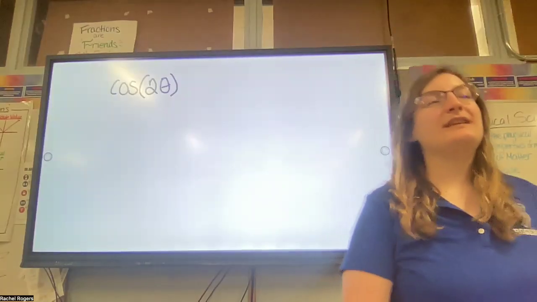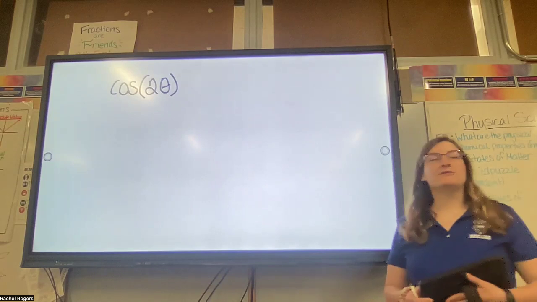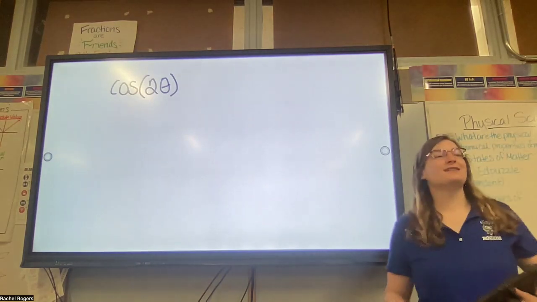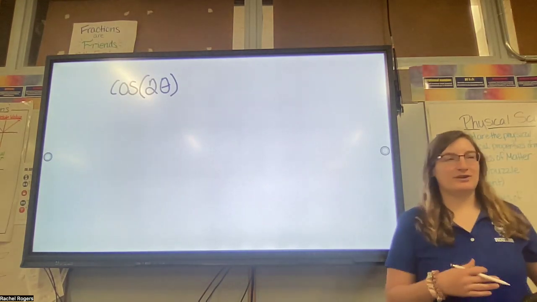Looking at what is called a double angle. So we have cosine of 2 theta. How can we rewrite this using some of the identities that we've already talked about?